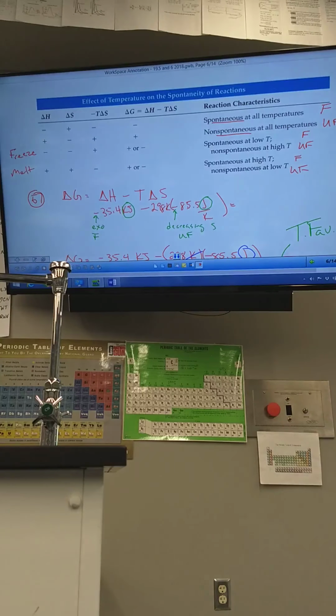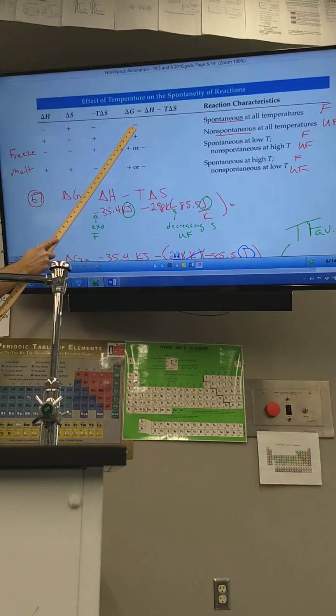This is a chart that goes through the signs for this equation and talks about favorable and unfavorable. So here you've got four scenarios you have to learn. You've got a negative and a positive. These are both favorable, so this is favorable at all temperatures. That means you've got a delta H minus T delta S. Both these terms are negative, so delta G, no matter what numbers you put in there, is negative.